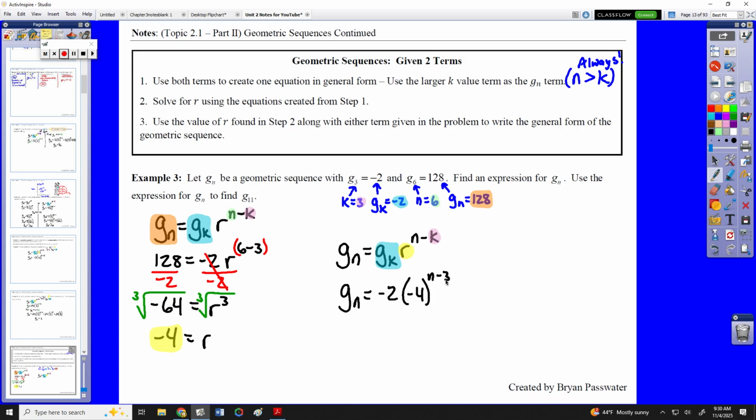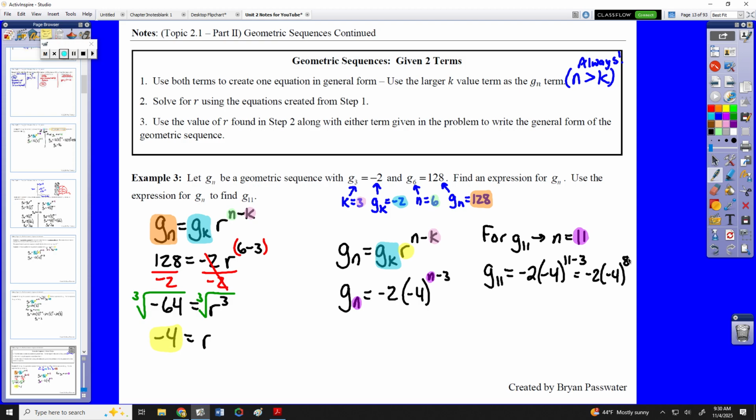This would give us our expression that g sub n is negative 2 times negative 4 to the n minus 3 power. And then if we want to find the 11th term, that means we're plugging in 11 for n. So we're putting this 11 in here and here. So that means that g sub 11 would be negative 2 times negative 4 to the 11 minus 3 power, which would be negative 2 times negative 4 to the 8th power.